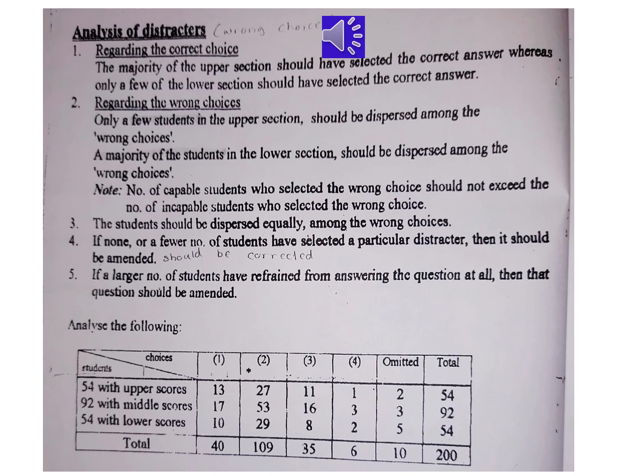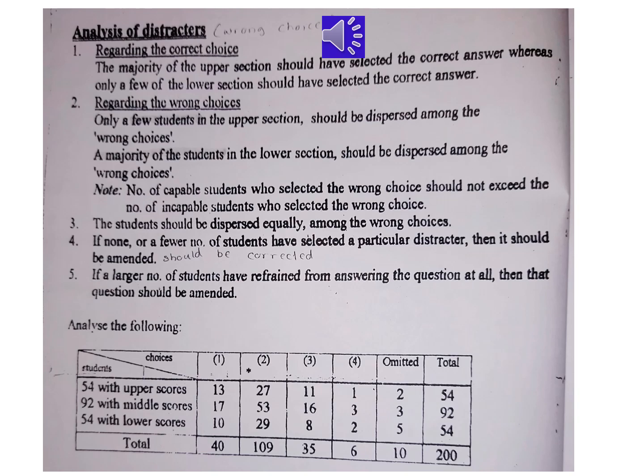But here you can see 13 students have selected the first choice, 11 students have selected the third choice. So there are some things wrong there also. A majority of the students in the lower section should be dispersed among the wrong choices. If we take the lower section, weaker students, the majority of students in the weaker section should be dispersed among the wrong choices.